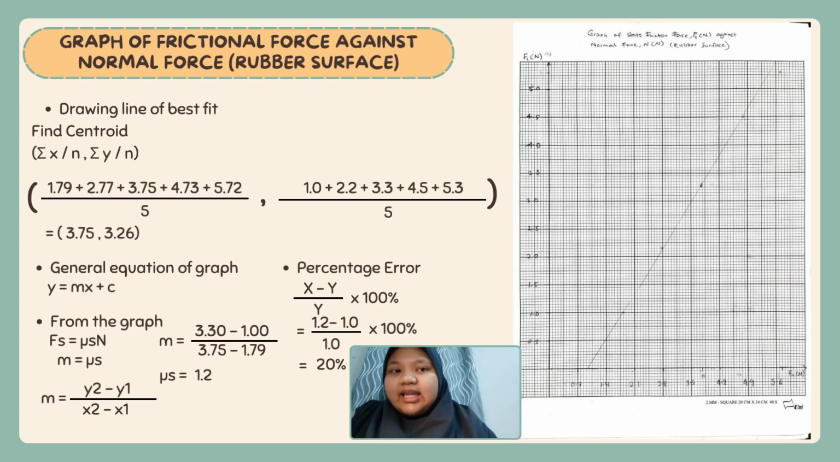So, obviously, the coefficient of the static frictional force is actually the gradient of the graph. By comparing these two equations, we can conclude that the gradient of the graph is the coefficient of the static frictional force. Now that we know this information, we can implement it. We can find the coefficient of the static frictional force for a rubber surface against concrete or against wooden, just by calculating the gradient of the graph.